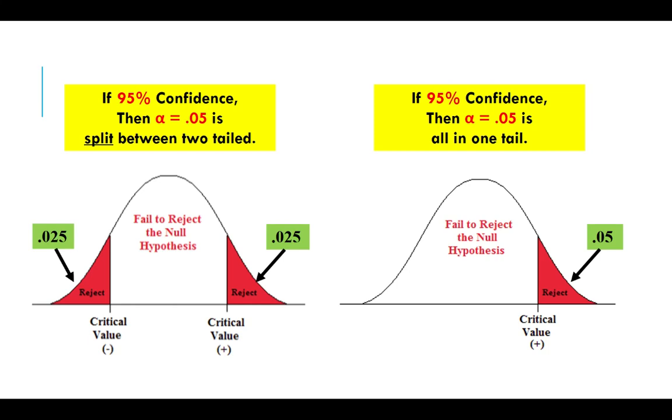So notice all I'm doing here is showing you that if I'm 95% confident, if that's the level that I'm interested in, giving me an alpha of 0.05 on the left, that 0.05 is split between the two tails, so I have an alpha of 0.025 in each tail. But on the right, when I have a 95% level of confidence, and again my alpha is equal to 0.05, all of that's going to be just in one tail.